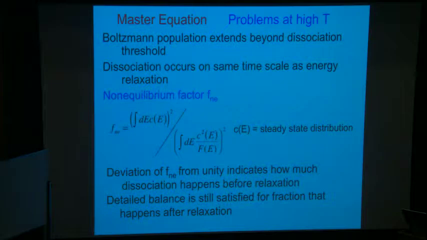But this is a nice measure of when you should be concerned about these sorts of things in a single well problem. It's got some analytic definition; don't worry about it too much. The point is that when it deviates from unity, its deviation from unity is exactly the fraction of dissociation that happens before your distribution has relaxed to steady state. And so it's a measure of how much things are not well represented with rate equations.